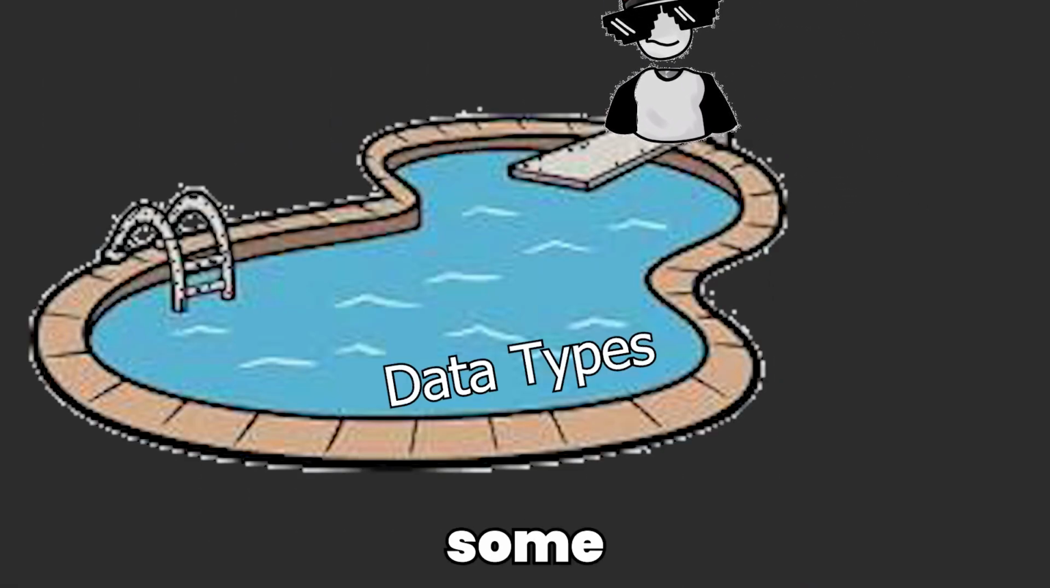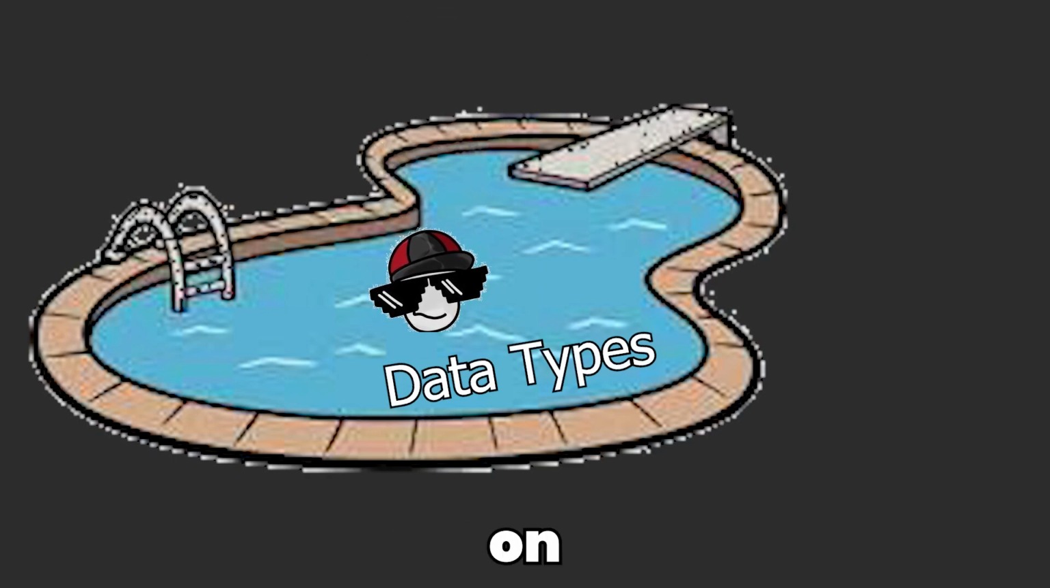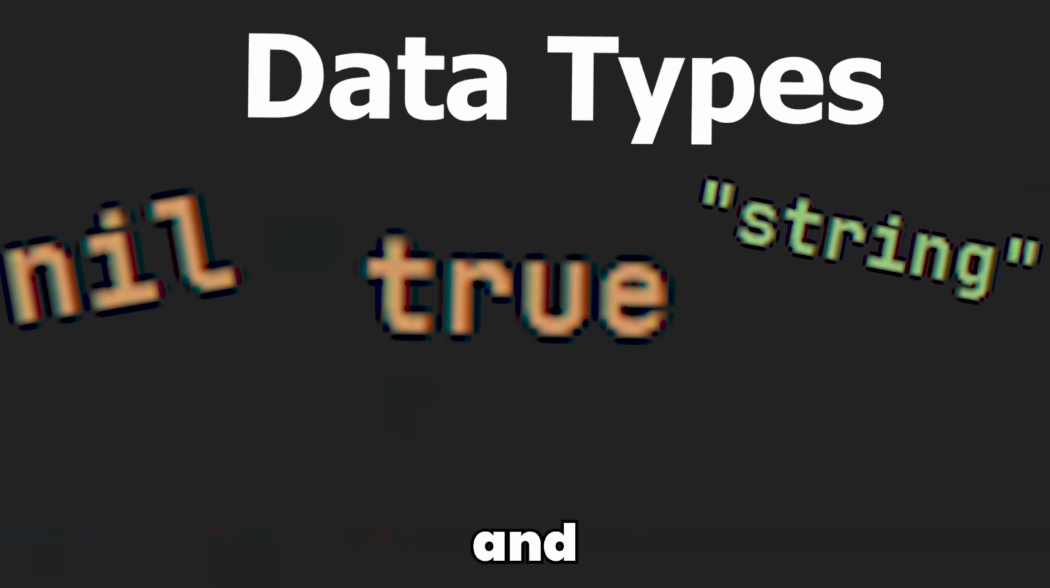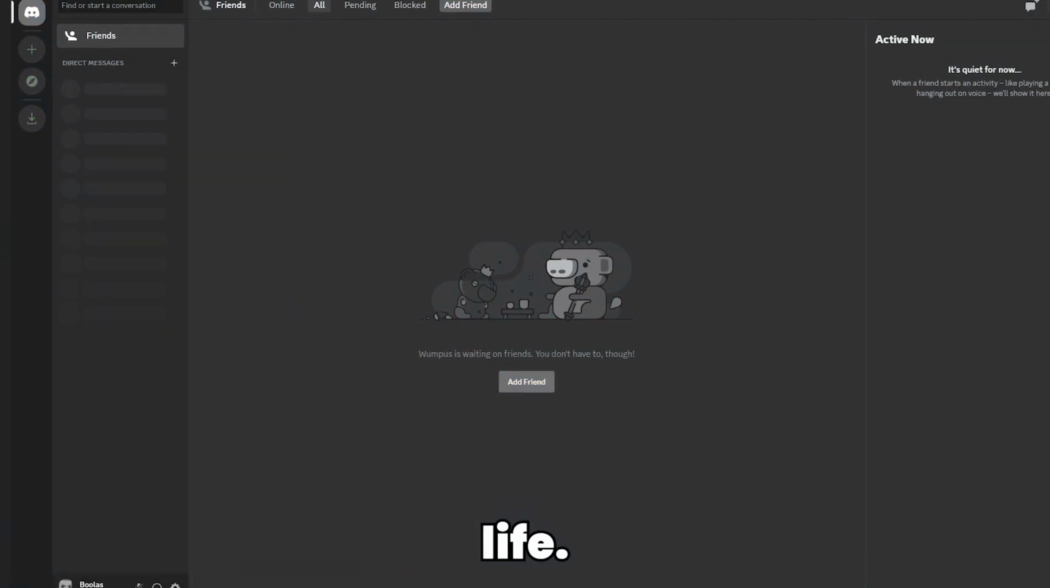Alright, let's dive into some common data types you'll encounter on your scripting journey. We've got nil, boolean, string, and number. Nil is like nothing, it just doesn't exist. You know, just like my social life.